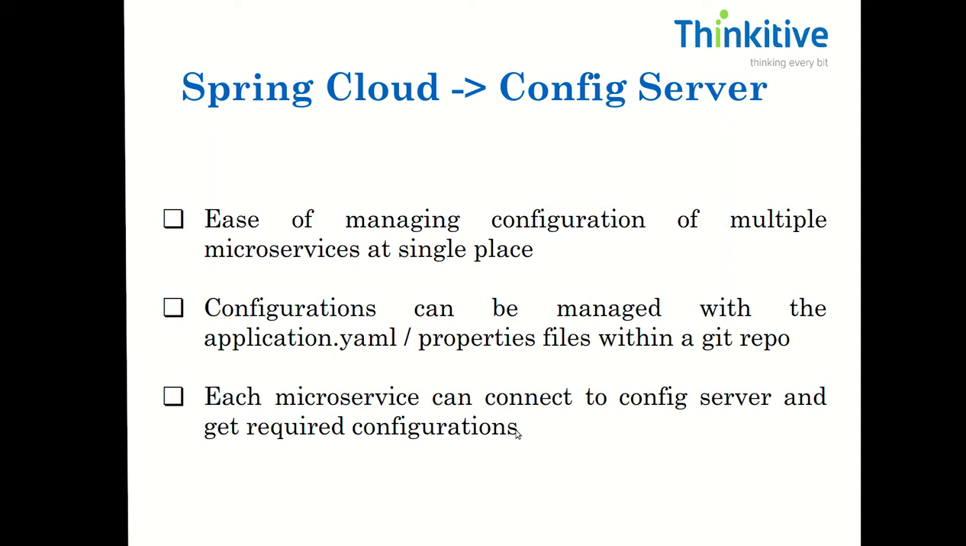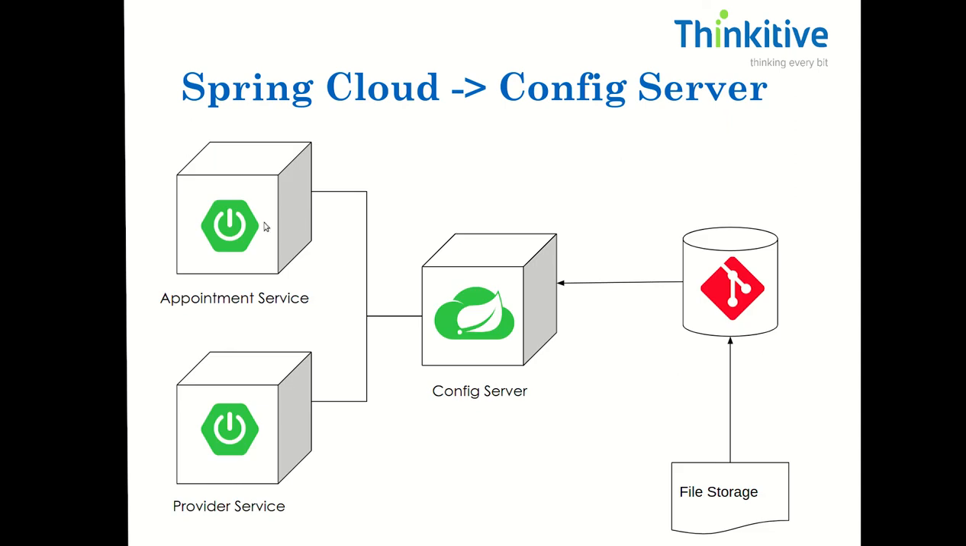Let's understand it with the help of a diagram. So here are those 3 microservices we have just seen: appointment service, patient service and provider service. And here is the config server that Spring Cloud provides us. And what config server is doing is connecting to a Git repo. Git repo is fetching the properties as per the microservice name from the file storage, and that information is provided to each of the microservices.